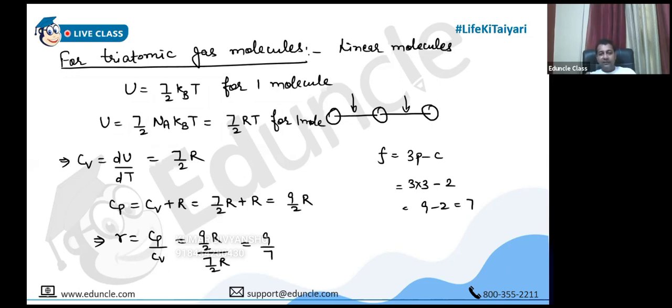So that we will see tomorrow, what kind of relation is there. And of course, that relation will be very much useful for us to calculate gamma directly from F. Otherwise, we need to calculate U, then CV, then CP. So there is no need to calculate these quantities. So tomorrow we will devise the relation between gamma and F, from where we can directly calculate gamma if we know F.